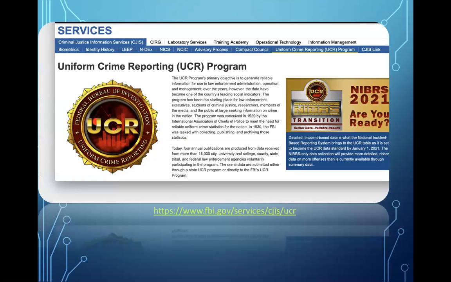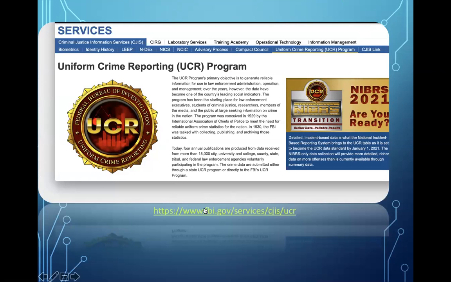All right, so here is your UCR. And as you can kind of see right here, are you ready? So that's what it's going to be called, NIBRS in 2021. And that stands for the National Incident-Based Reporting System. So they're kind of changing it over a little bit.